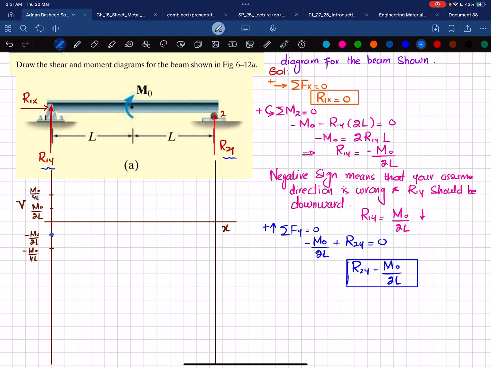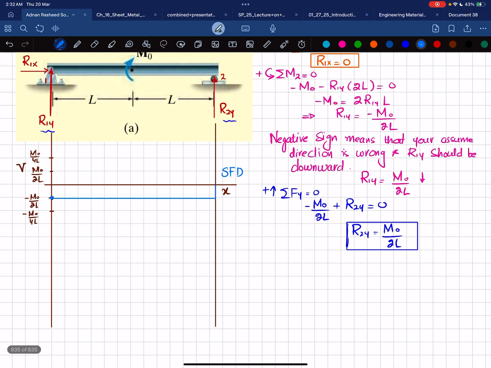Okay, starting from this till end, there is no other vertical shear force, so it means that your shear force will be a horizontal line till the end, and at the end you can see R2Y, which is plus 2 m naught over 2L. It will bring it to 0. So this will be your shear force diagram.